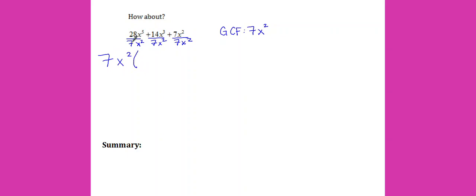28 divided by 7 would be 4. We had 5 x's, we divided 2 out, so we'll have 3 left. Plus 14 divided by 7 is 2. We had 3 x's, we took 2 out, so there's 1 left. And then finally 7 divided by 7 is 1. And we need that there. A lot of people see, oh, it's 7x squared over 7x squared, they cancel out. That's true, but they cancel out to equal 1.